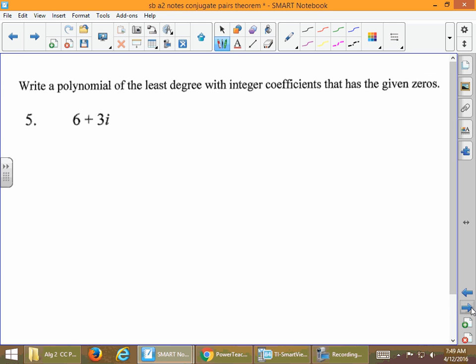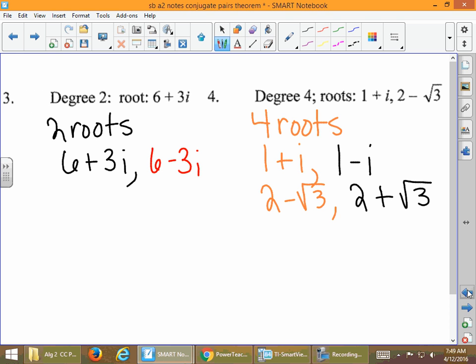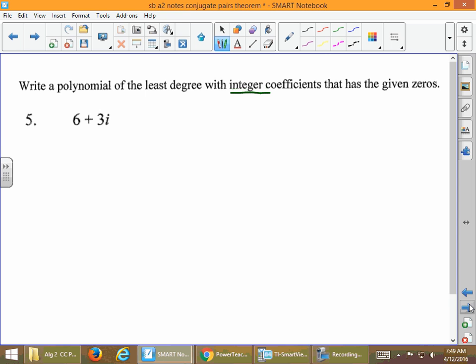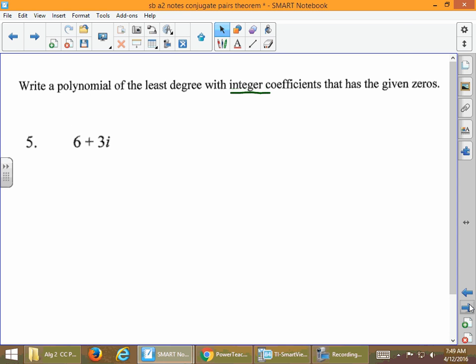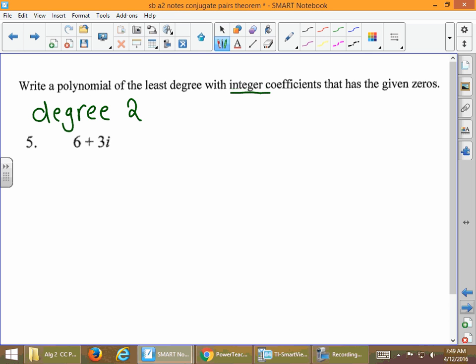So when we look at problem number 5, here's one of my flaws. I'm going to add in one thing, but it says write a polynomial of least degree with integer coefficients. So that means we don't want to have fractions in our problem that have the given zeros. And what I wish I would have done is what I did up here in these previous problems, put degree 2. So degree 2 then means, therefore, that we are going to be looking for 2 roots.